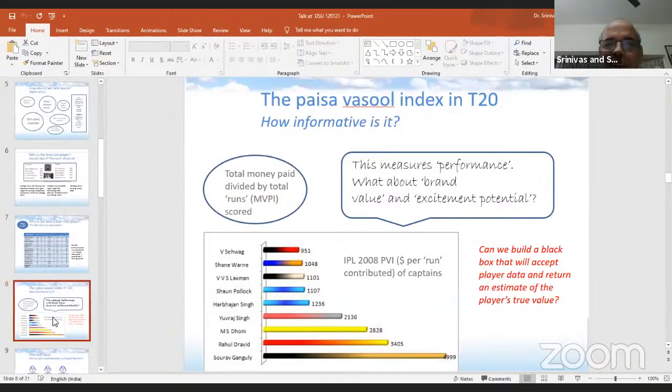Nowadays it's very fashionable to mix Hindi and English. And 60, 70% of cricket fans are Hindi speaking. That's why the Hindi commentary has more eyeballs than English commentary. So the Paisa Vasool Index, we talk about it in a T20 context, and essentially we say how much value the player is providing. If it's IPL or franchise cricket, we're telling you how much value he is providing. Okay, so I have to speed up now.